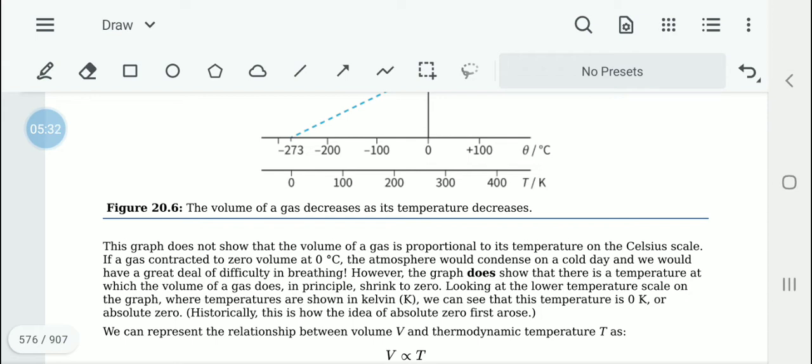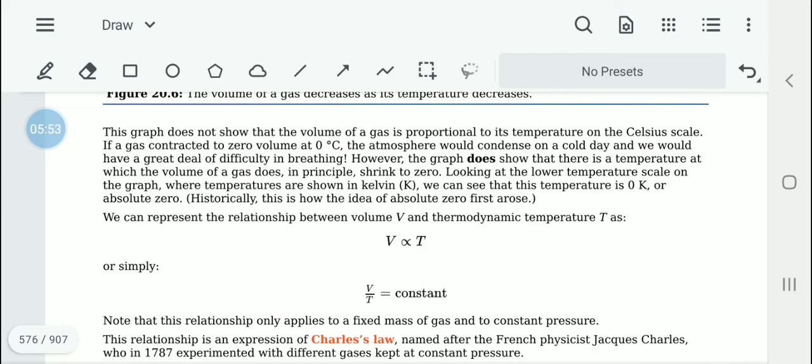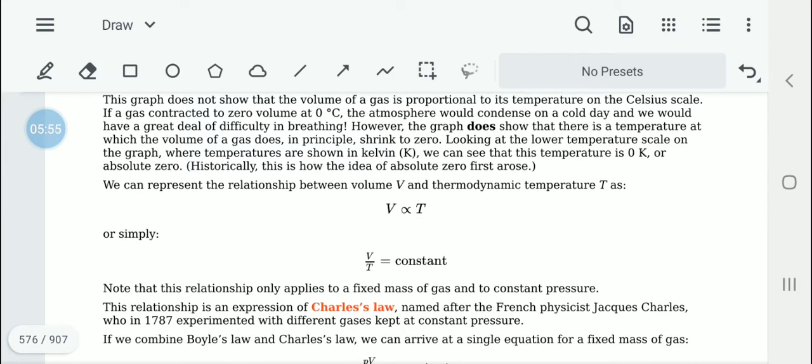Looking at the lower temperature scale on the graph where the temperatures are shown in Kelvin, we can see that the temperature is 0 Kelvin, or negative 273.3 Celsius. This is how the absolute zero principle was developed. This relationship can be expressed as V, the volume, is directly proportional to T. When the volume decreases, the temperature also decreases. When the volume increases, temperature also increases, and vice versa.